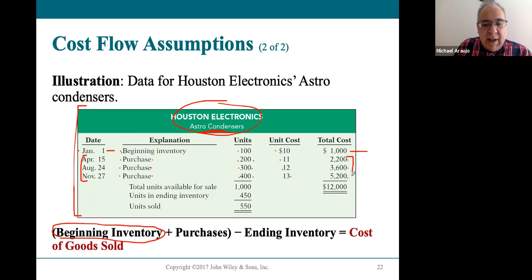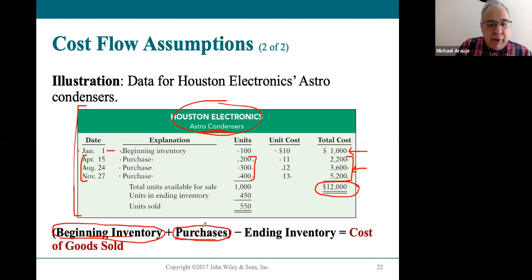So all of this really indicates that they went ahead and purchased another $11,000 worth of Astro condensers. So their beginning inventory was $1,000. That's this number here. Their purchases were another $11,000. So the total amount of inventory they had for sale was $12,000 worth of inventory. This follows what you learned in Chapter 5, Objective 5, where you're following that chart.